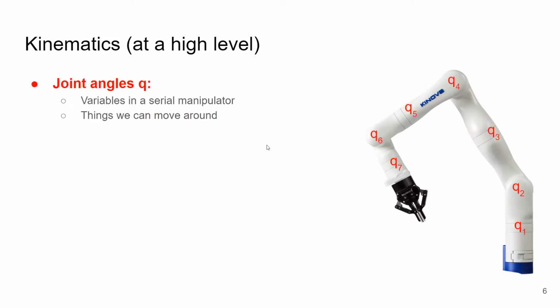An important thing about robots is we have this concept of joint angles Q. These are the variables in our serial manipulator, and these are the things that allow us to move the robot around in space. Then we have this idea of what is called the end effector, which we're defining as X, which is just the location of the robot tooltip here. So that's why I put it at the tip where the gripper claw is.